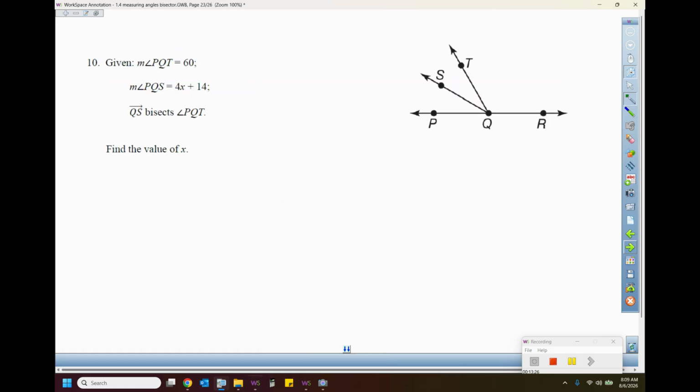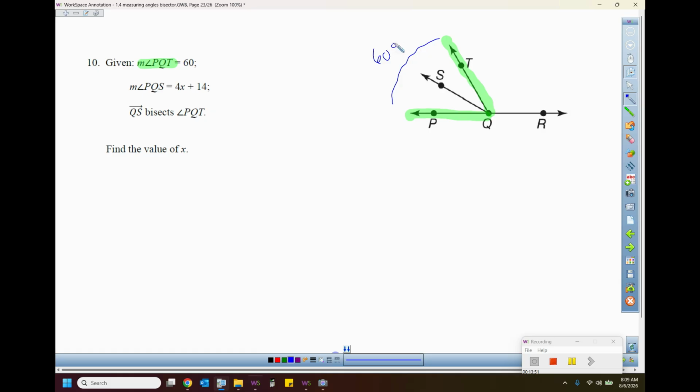The last one of the day is they say the measure of angle PQT is 60. So here's where we get a little tricky. PQT, if I highlight him, if I go from P to Q to T, there's like another ray inside of there. So like where do you put the 60 degrees at? I like to put him way out here on the outside.